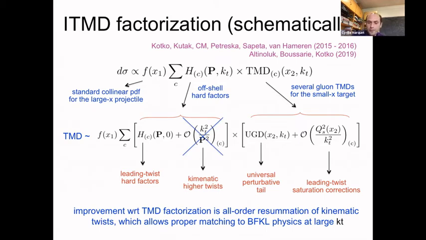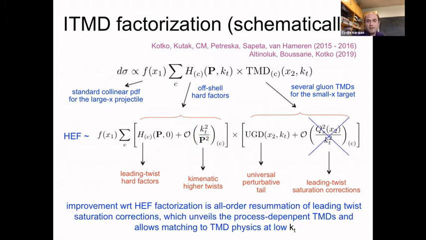On the other hand, you can view this formula as an improvement over BFKL physics. In the case of BFKL physics, the factorization is called high energy factorization, sometimes also called KT factorization. What this factorization doesn't have that ITMD has is that it doesn't know anything about saturation physics, so it doesn't have this correction. As a result, any BFKL calculation will only involve a single unintegrated gluon distribution. But it does know about the full hard factors. So the improvement with respect to BFKL is that this factorization formula includes the leading twist saturation correction and allows us to match properly to TMD physics at low KT.